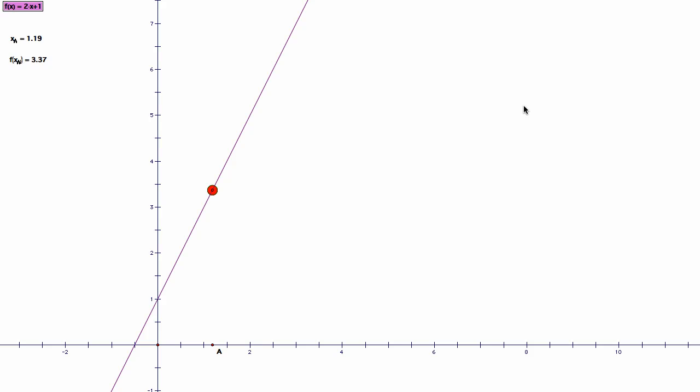Hello again. In this video we're going to look at limits again, and this time we're going to evaluate a limit using a numerical technique. So if you watched the last video, what we looked at was evaluating a limit, or at least understanding the idea of a limit from a graphical approach.